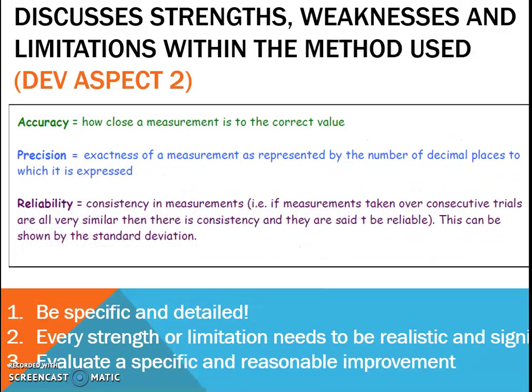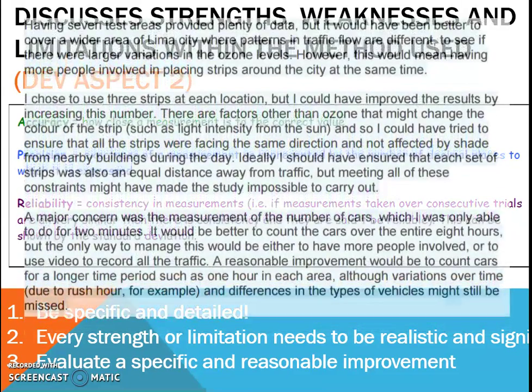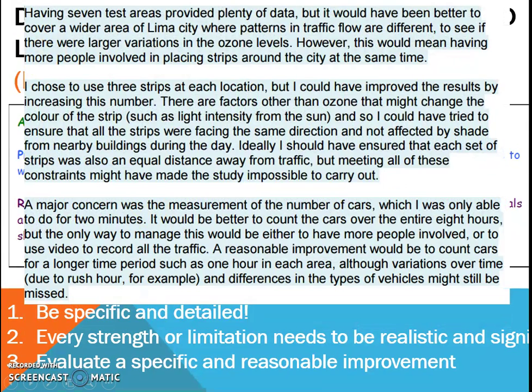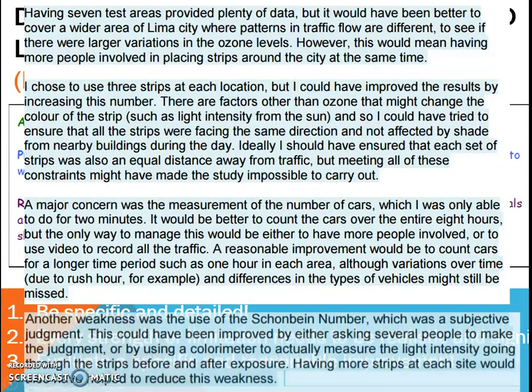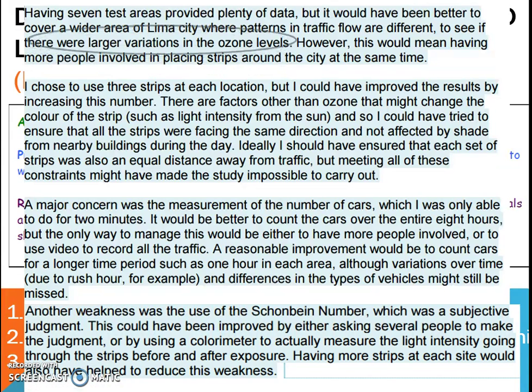So when we talk about this, make sure you're thinking about accuracy, precision, and reliability, and here are some good reminders about what that means. So here's what the person says. They had 7 test areas, which was great amounts of data. However, it would have been better if they covered a larger part of the city, which was their location. And remember, we're supposed to really mention that location in their research question.